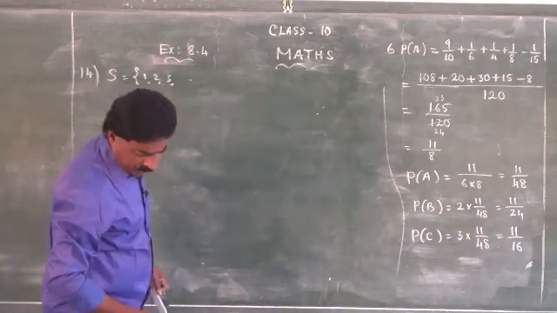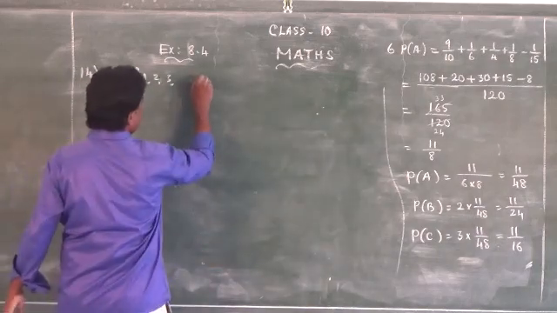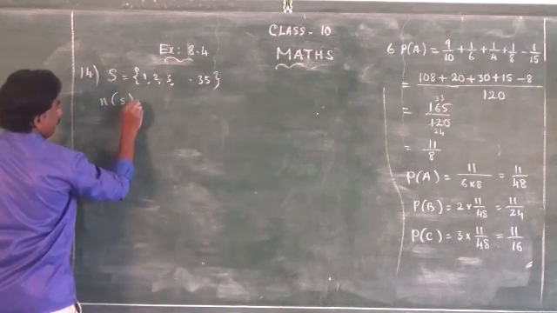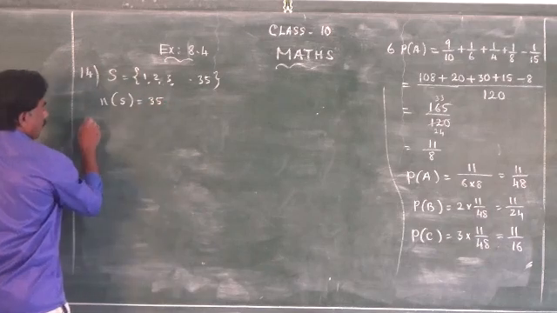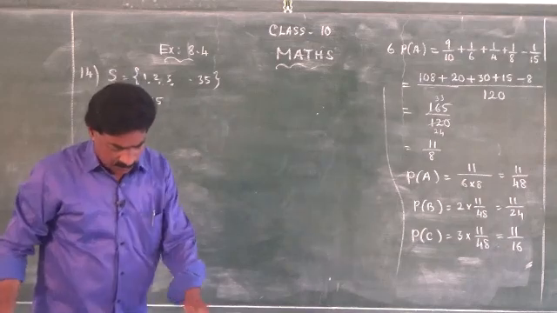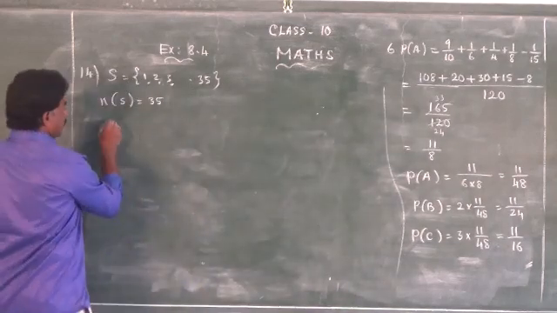There are totally 35 students. So n(S) is 35. Now the ratio of the boys and girls is given as 4:3. So first we will find the number of boys and the number of girls.